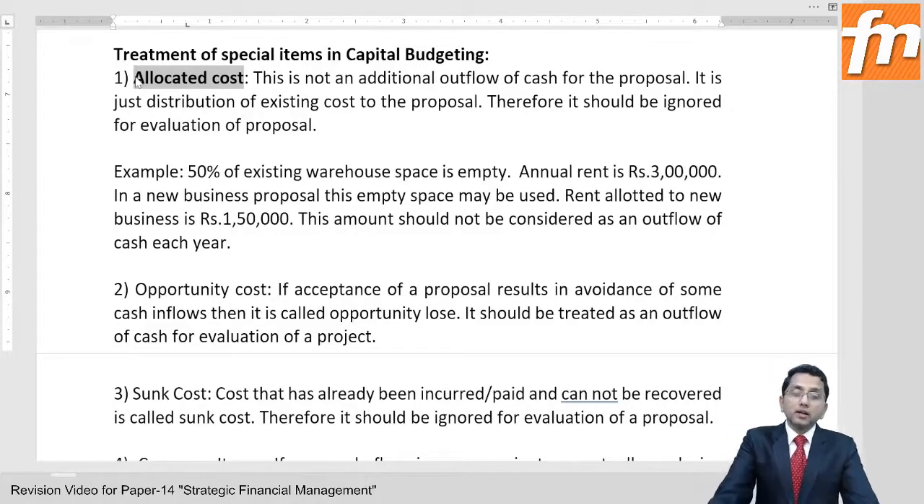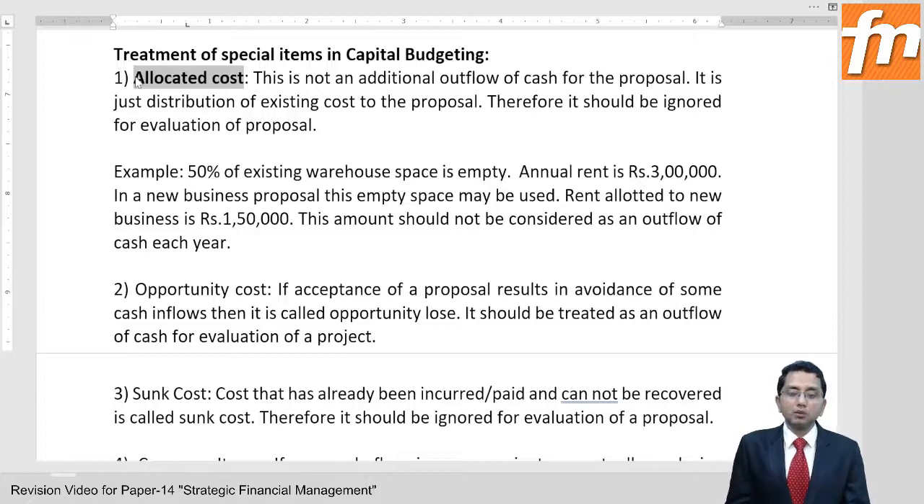Now you have one proposal under consideration, one business proposal. If you start this business, then the empty space of the godown can be used for the new business. This empty godown space doesn't have any other use, doesn't have an alternative use. It's sitting idle.